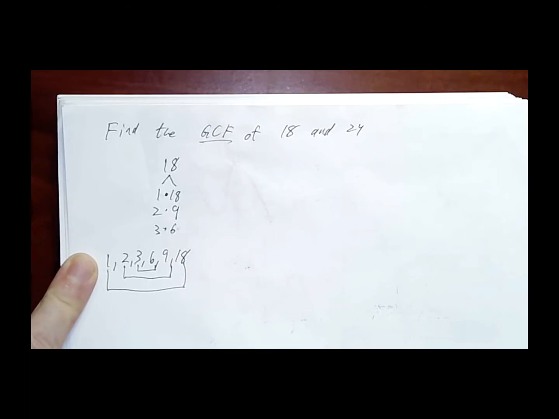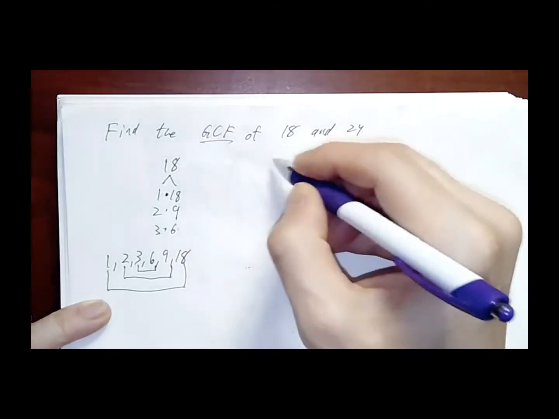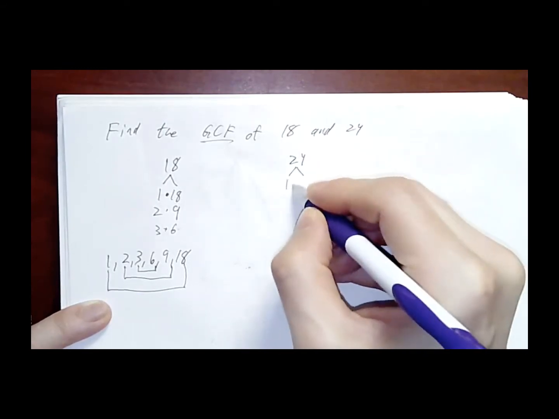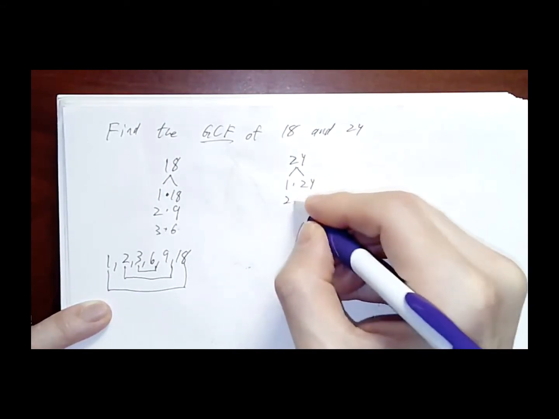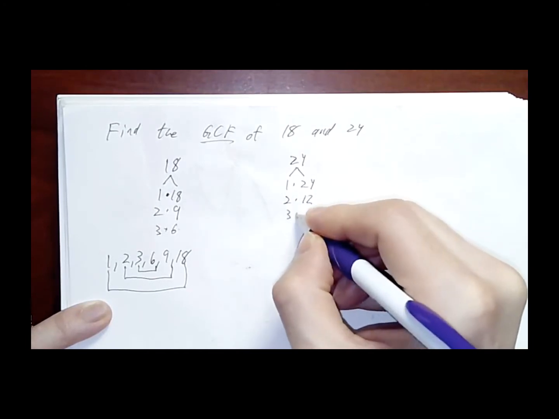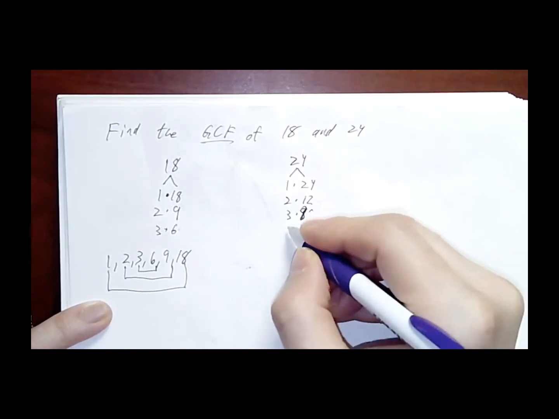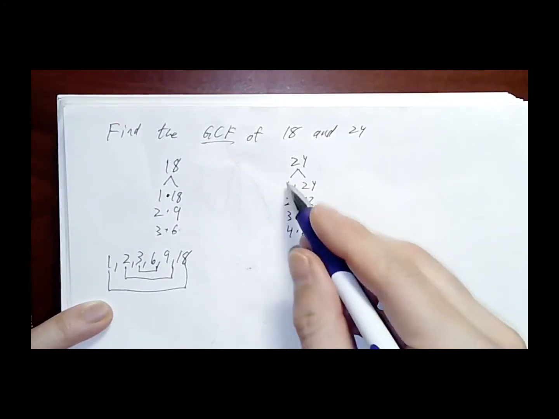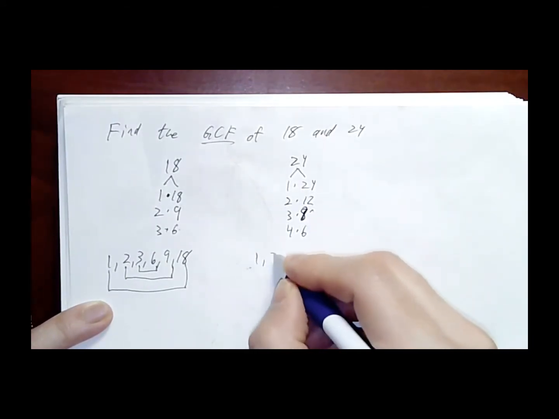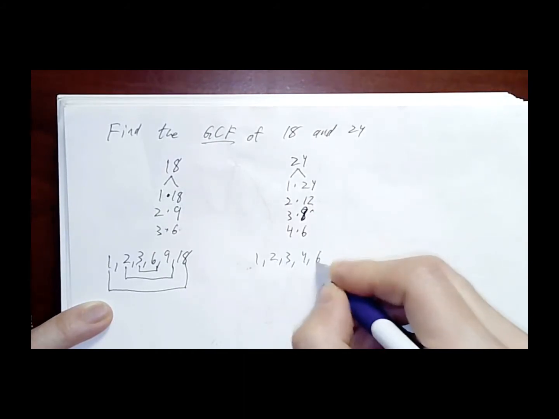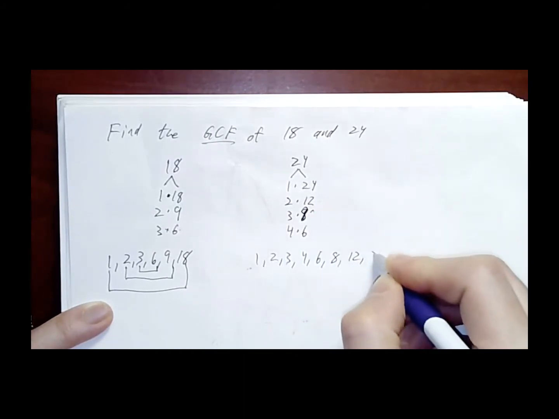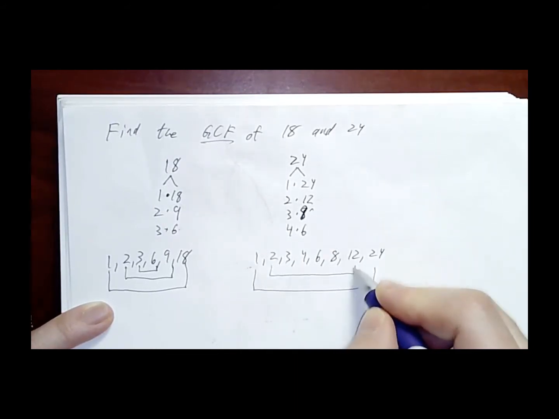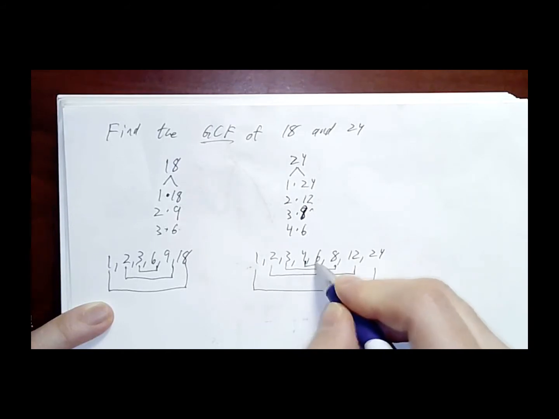Okay, I'm going to do the exact same thing for 24. 24 has 4 pairs of factors. That's 1 times 24, 2 times 12, 3 times 8, and 4 times 6. And again, I'm going to write out the list of these down here: 1, 2, 3, 4, 6, 8, 12, and 24. And again, you should notice that going from the outside in, they pair up to multiply to 24.